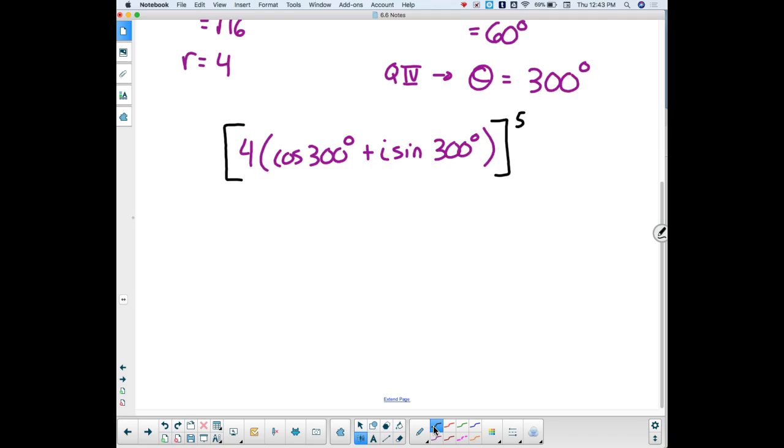Which means multiplying in trig form, I'm going to take 4 times the cosine of 300 degrees plus i times the sine of 300 degrees, times that same expression four more times, for five factors in all. Right? Okay. And if I'm multiplying in trig form, what am I going to do with all those r's?